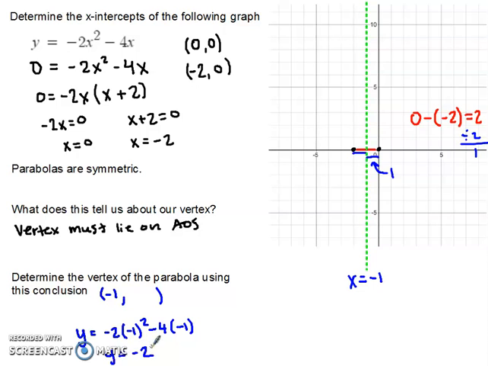That's negative 2 times positive 1 plus 4. Y is 2. So when I plugged in an x value of negative 1, I got a y value of positive 2. So my vertex is at negative 1, positive 2, which means my parabola actually faces downwards, and it will look something like this.